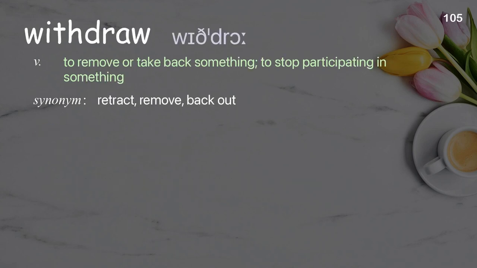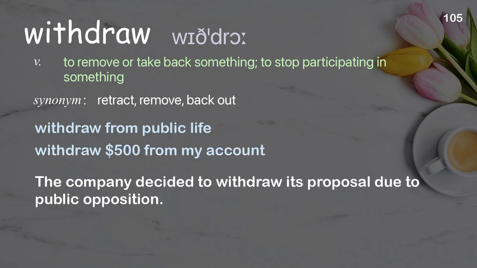Withdraw. To remove or take back something; to stop participating in something. Examples: Withdraw from public life. Withdraw $500 from my account. The company decided to withdraw its proposal due to public opposition.